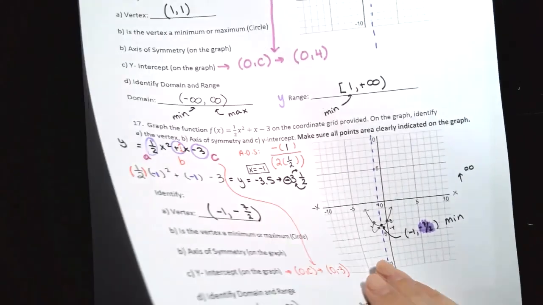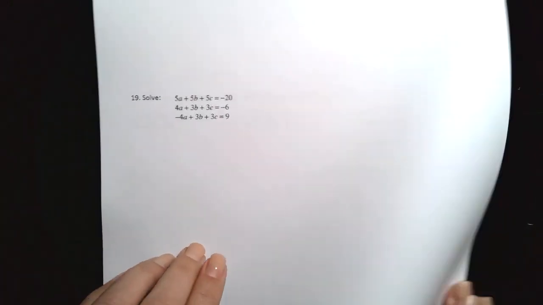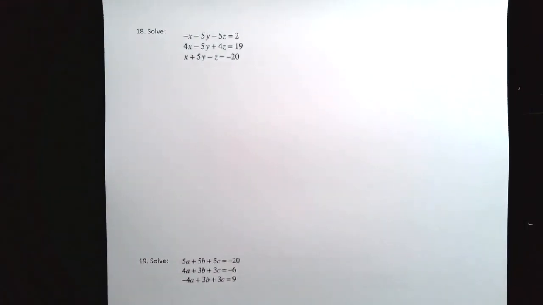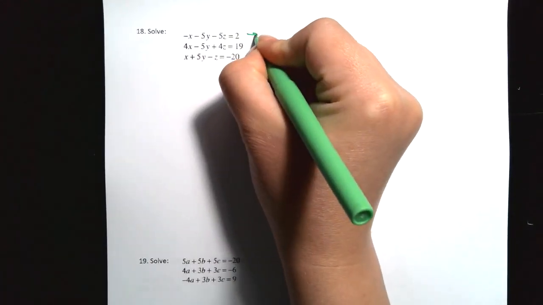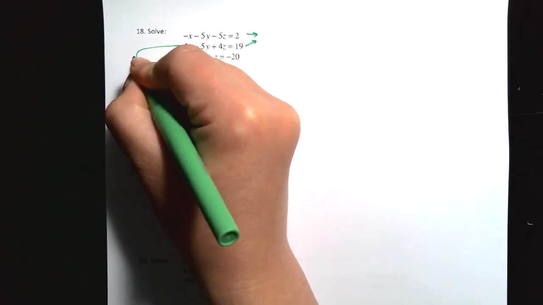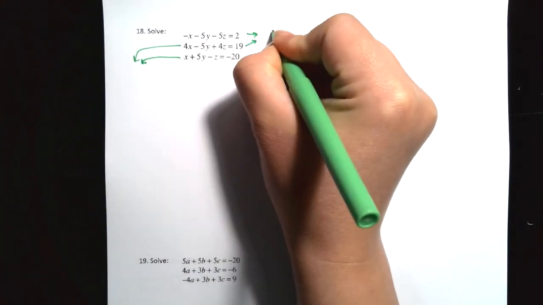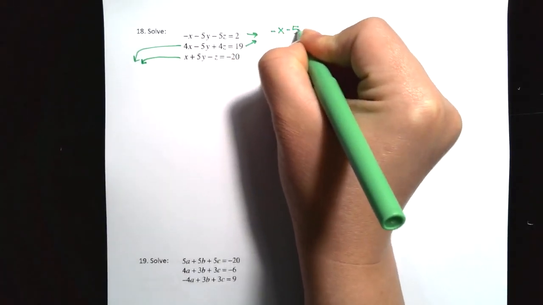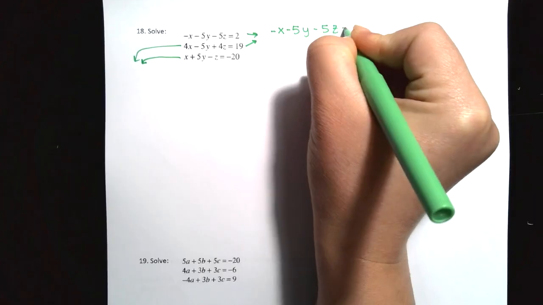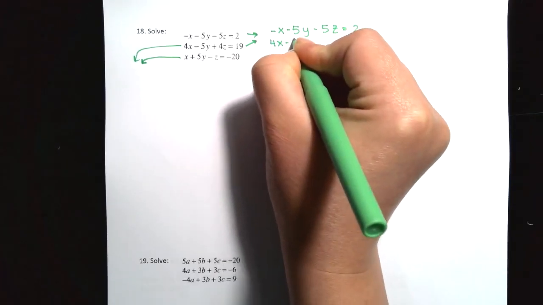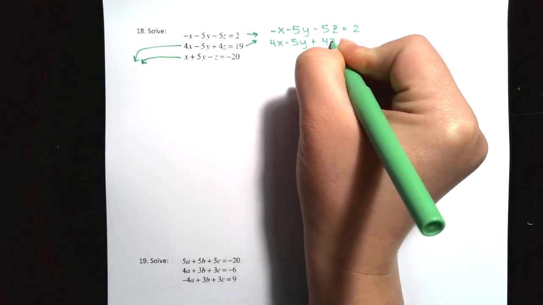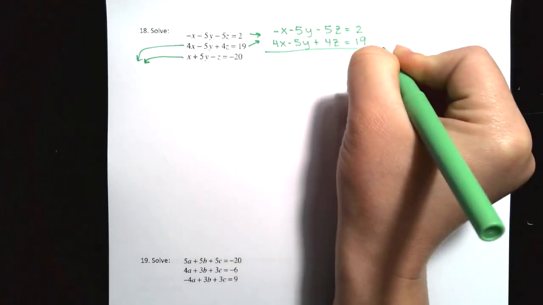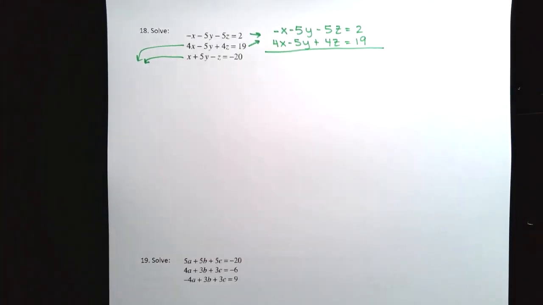All right, let's continue. Question number 18 starts us off with our 3 variable systems. 3 variable systems always have the same 3 steps in the beginning. First, you're going to take the first 2 equations, then the last 2 equations. First equations: negative x minus 5y minus 5z is equal to 2, and 4x minus 5y plus 4z is equal to 19. In step number 1, you're going to choose a variable to eliminate.